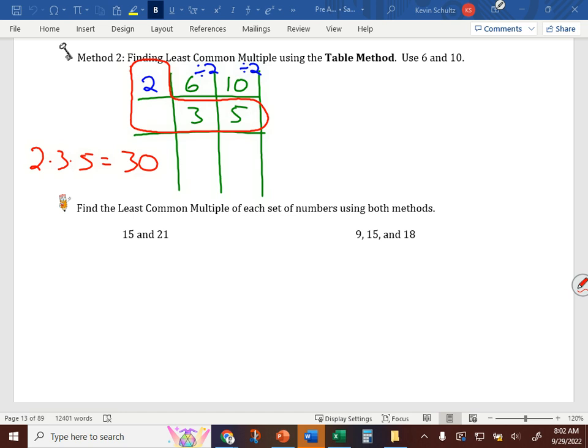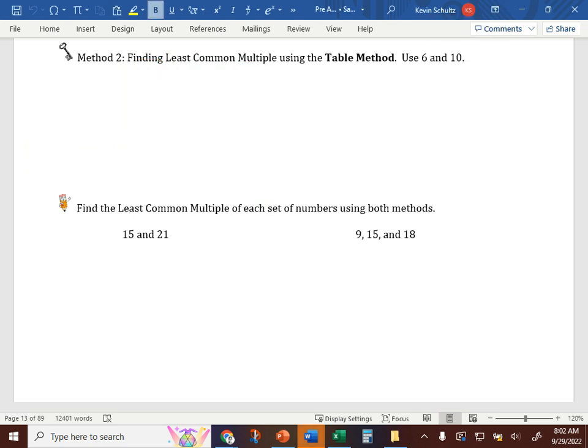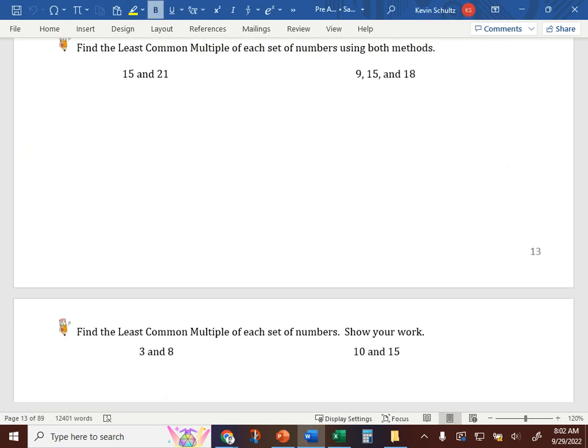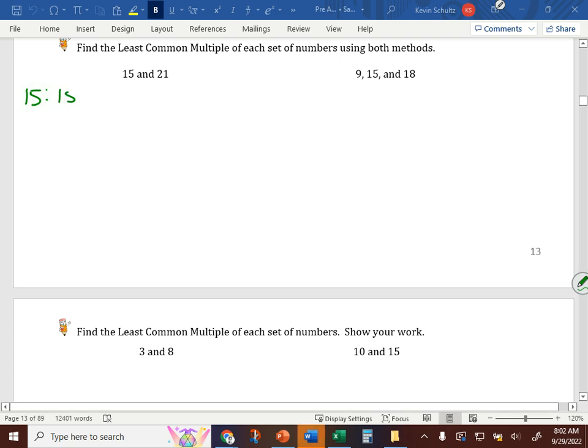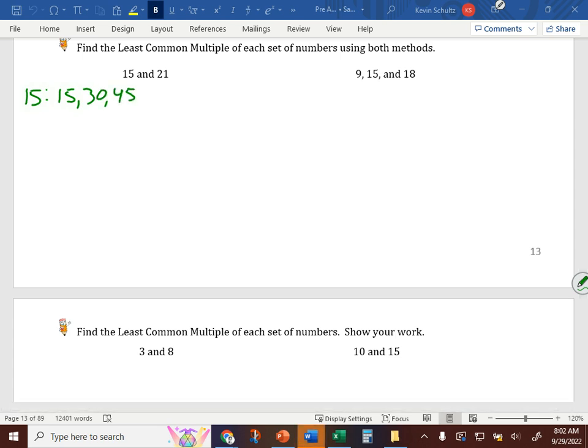Okay? All right. Let's try 15 and 21. And let's use both methods here. That's why I gave us so much space to work. Starting with the listing method. What are some multiples of 15? I will get you started. 15. Then what? 30. Then what? Shout it out. 45. 60.